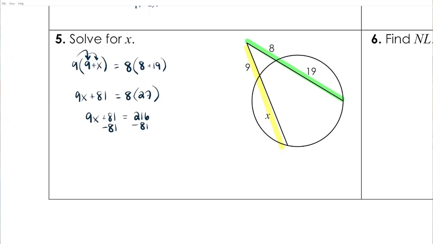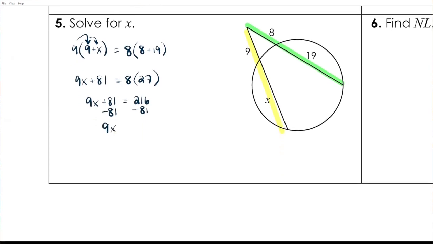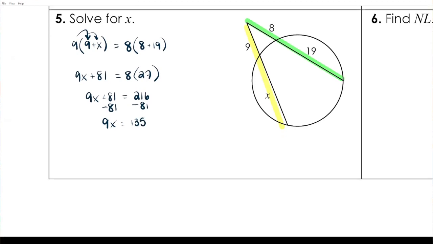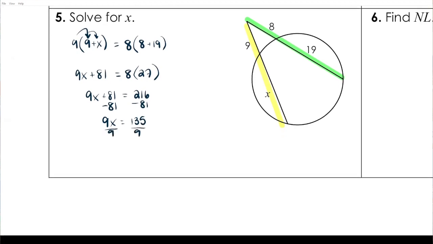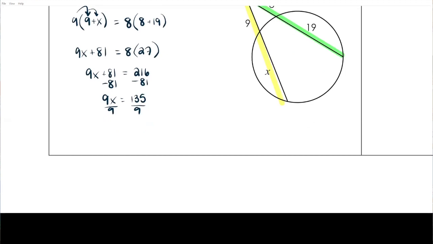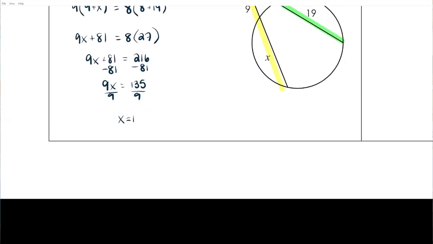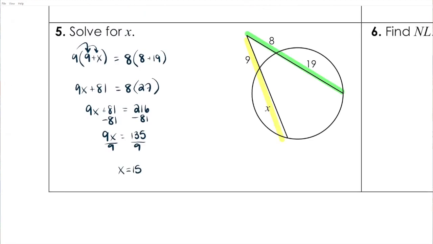Subtract 81 from both sides. 9x is 135. Divide by 9. X is 15. Any question on number 5? You want to talk about it a little further?